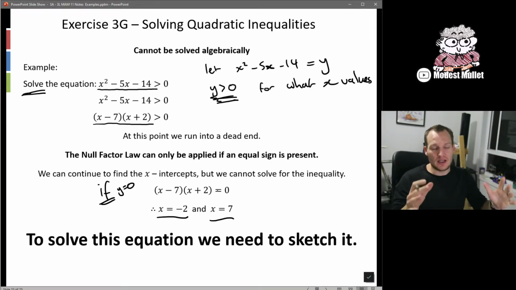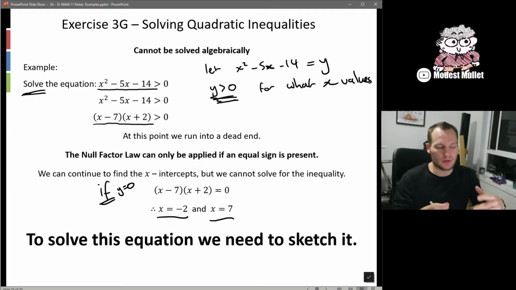You don't have to do a really nice, fancy graph where it's all properly labeled in coordinate form and you've got the turning point. You don't need any of this. The sketch in these problems is just to help you identify when y is, in this case, greater than 0 or less than 0.